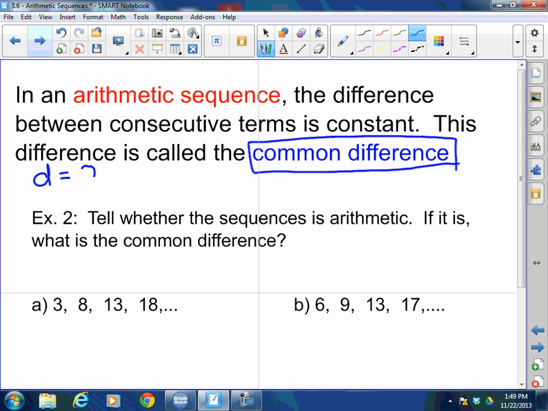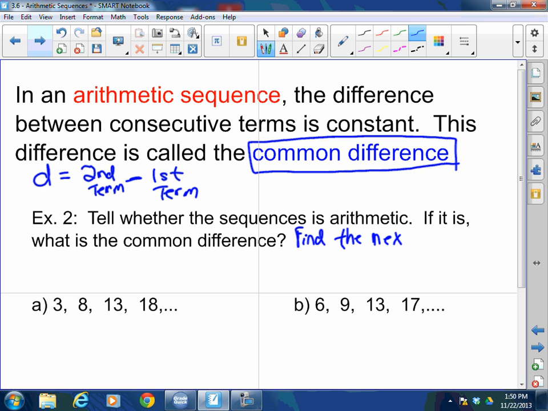The common difference is easy to find. It's simply the second term minus the first term. Second term minus the first term. Literally, that's how you find the common difference. So for our examples here, I want you to tell whether the sequence is arithmetic, yes or no. And then if it is arithmetic, what is the common difference? And I'm going to go ahead and find the next two terms.